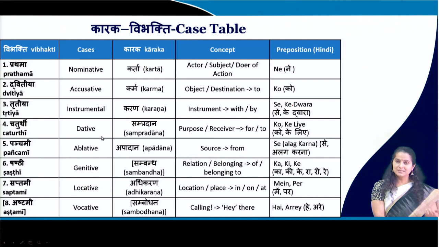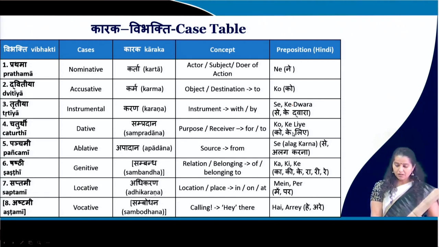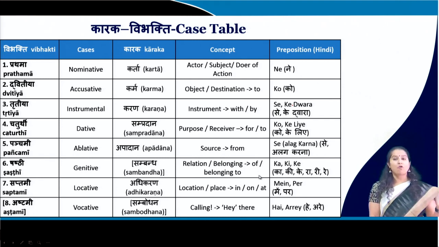Chaturthi vibhakti is the dative case, the sampradana karaka, and it is the purpose, the receiver, the prepositions being for and to. So the receiver of the for and to, ko, ke liye. And panchami vibhakti is the ablative case, which is the apadana karakam, and it represents the source or from as a preposition. Se alag karna. And the shashti vibhakti is the genitive, sambandha. So this is not exactly, that's why it's indicated like that. It's not a karaka as we've seen earlier. Relation, belonging, so of, belonging to are prepositions associated with it. Ka, ki, ke, etc. Ra, ri, re as well.